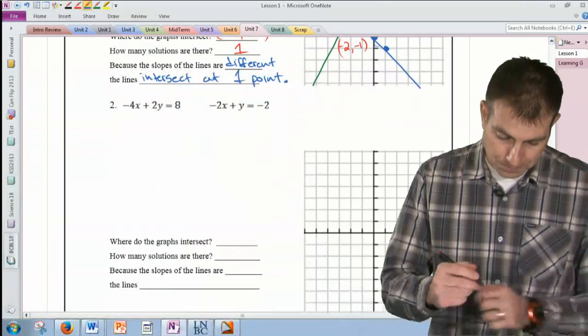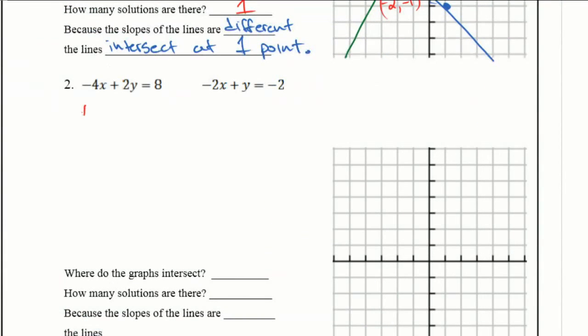The first one, I'm going to move everything to the right side here to attempt to get y by itself. I'm going to put the 4x in front of the 8 just because it's going to make my life easier in the long run. Divide everything by 2. 4 over 2 is 2, and 8 divided by 2 is 4. So there's my first line.